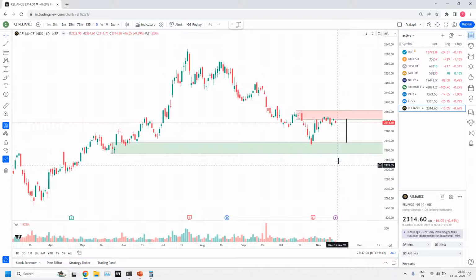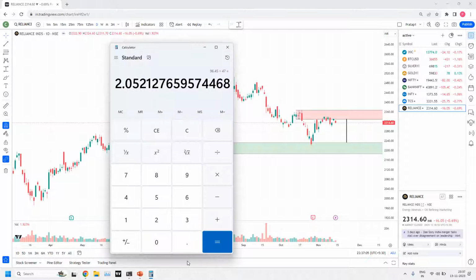Okay, this is the 1:2. The risk reward is 1:2. Your risk is 47 rupees, Indian rupees, and reward is 96.45. That is what we did, 96.45 divided by 47. So 2.05 is the risk. Sorry, 2.05 is the reward.